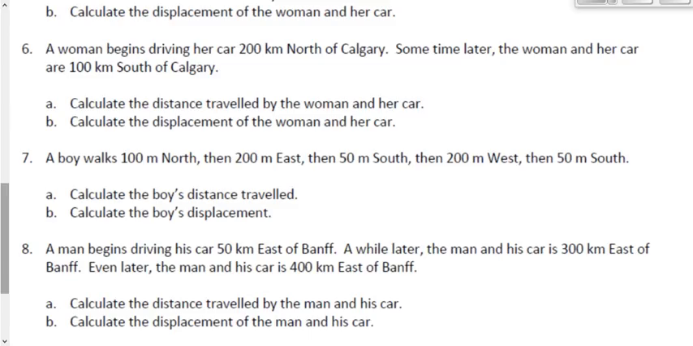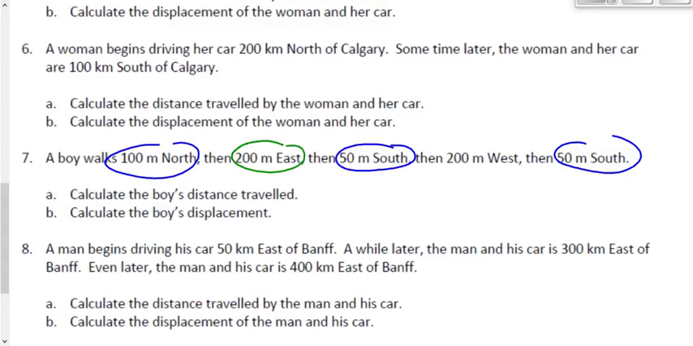Let's look at 100 meters to the north, 50 south, 50 south. What's my total displacement north-south? 0. 200 meters east, 200 meters west. What's my total displacement east-west? 0. So what's my displacement? This is like that question where we had a person makes 2 laps around the 400-meter track. The distance traveled was 800. The displacement was 0. It doesn't matter how that person got back to where he or she started. We're back to where we started.